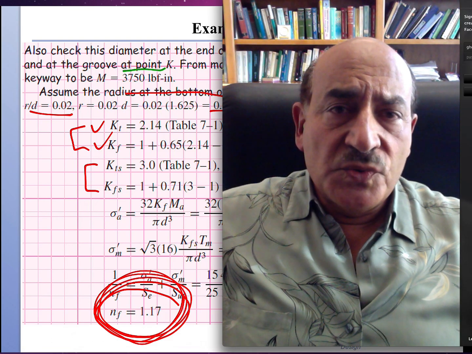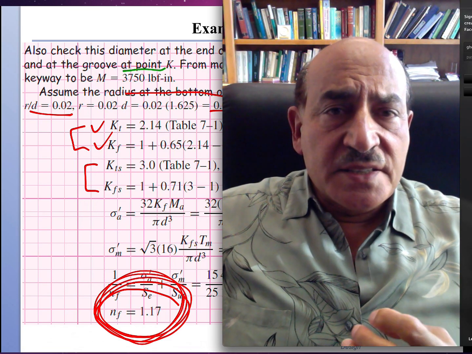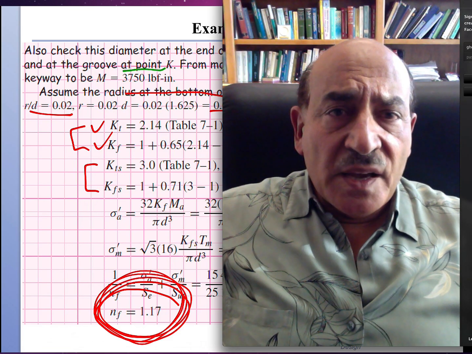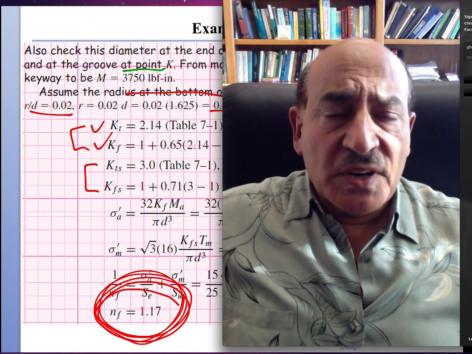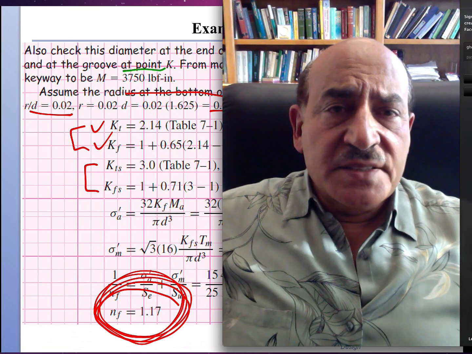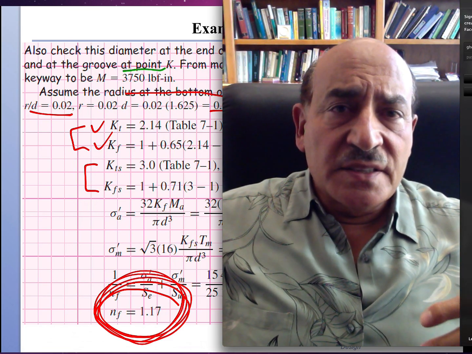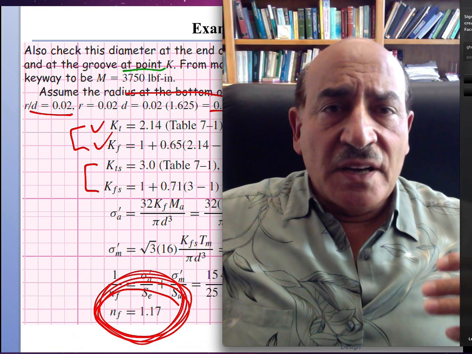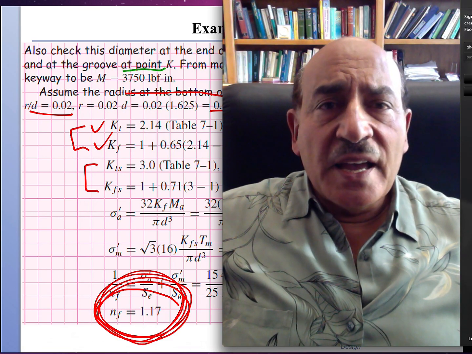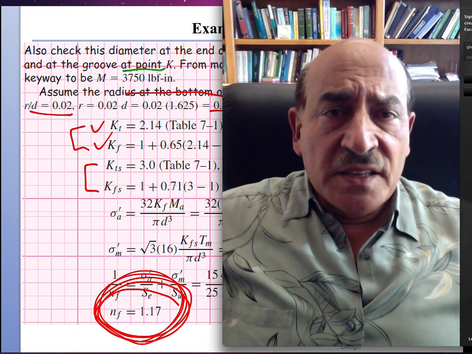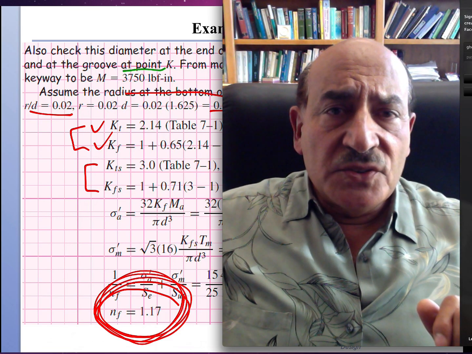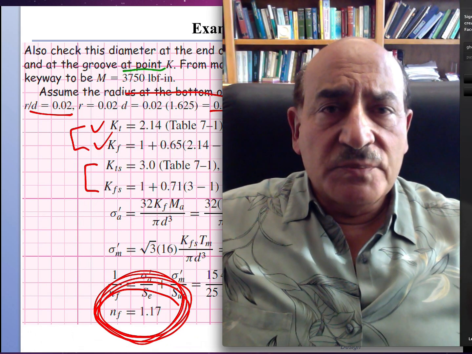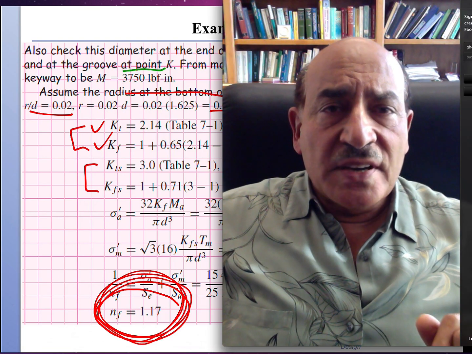We can do it two ways: either increase the size of the shaft, the one that we started with, and then redo the problem, or go back and select a material that has higher ultimate strength and therefore will have a larger endurance limit and guarantee that the value of the safety factor at the keyway for that particular gear satisfies the design requirement.